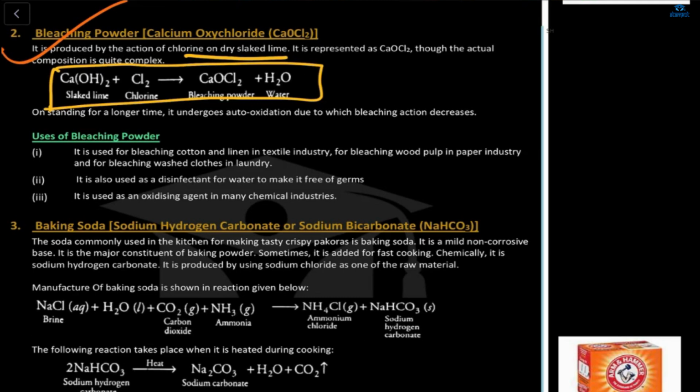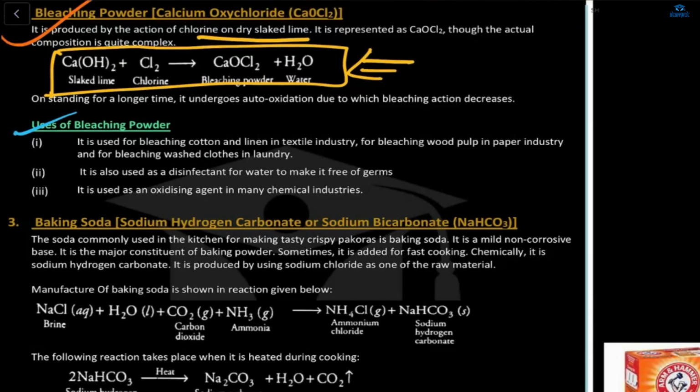So in this chapter, basically, you have to remember every sentence point-wise, and simply you can write this equation in your exam. Then the examiner will give you full marks. What are the uses of bleaching powder? It is used for bleaching cotton and linen in the textile industry. It is also used as a disinfectant for water to make it free from germs, and it is also used as an oxidizing agent in the chemical industry.